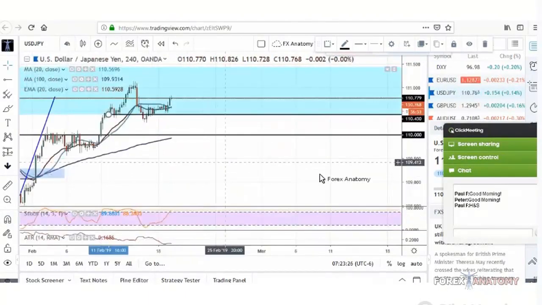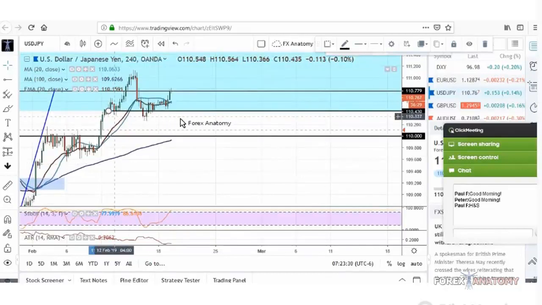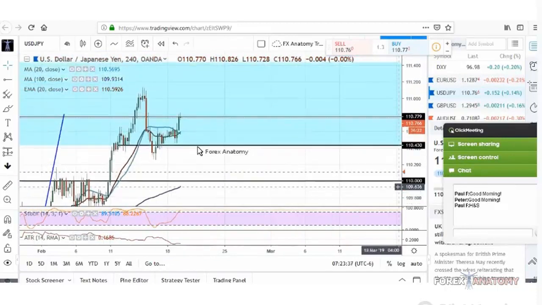is really a break of this area right here, of this structure low, before we know for certain that the bears are taking control and that we should see this pair slide lower.